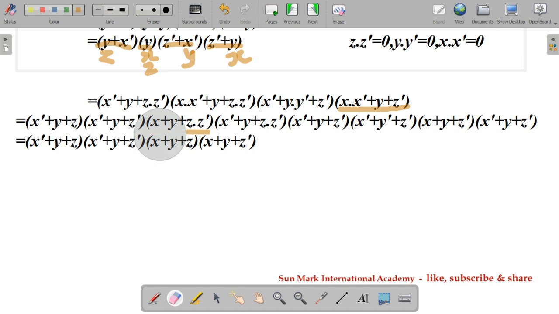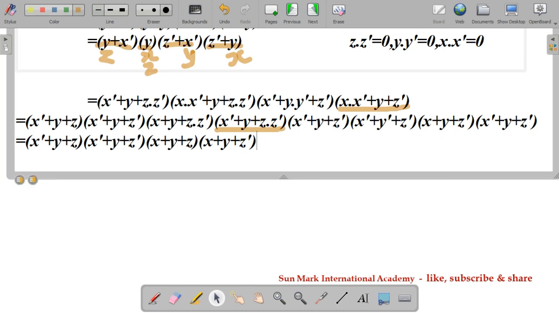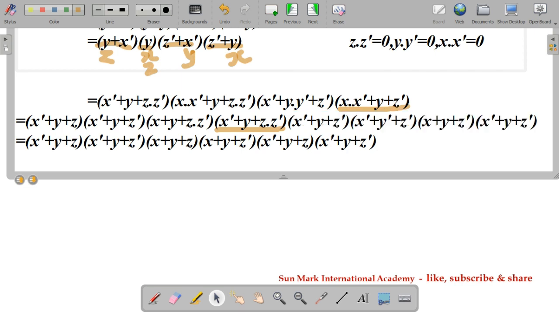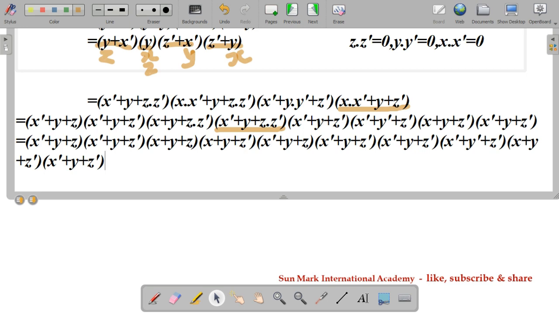Next we will move to the second term. Which one is the second term? This one is the second term. While reducing that second term, x dash plus y plus z into x dash plus y plus z dash. Then apply the same values here. What are the values? The same values. All the values are the same, so I am just copy pasting. You have to write it carefully. Okay, so we got this answer.